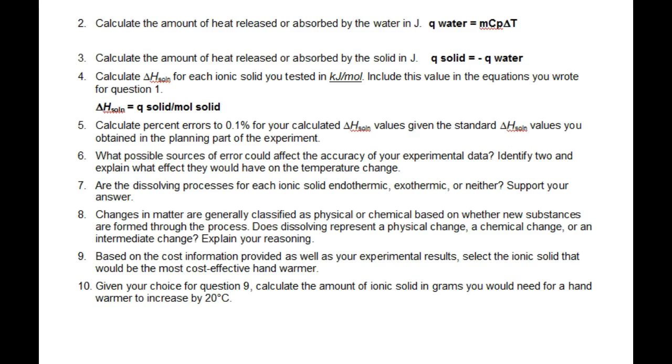You actually already have the accepted values. You did that in your research. Number 4 gives you the experimental. Make sure you round it to 0.1%. And so you'll do that for each of the 3 solids.